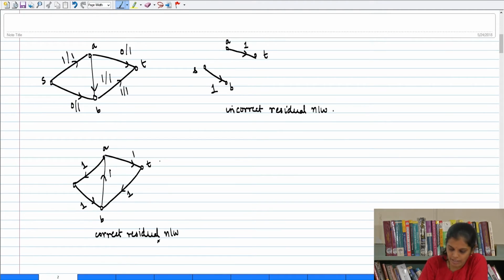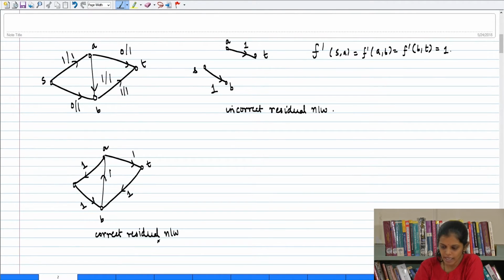And now remember, this flow was what we called our flow F prime. When I write F prime, you should also write F prime of SA equal to 1, F prime of SB equal to 1, and for everything else it is 0. So I will write down F prime of SA equal to F prime of AB equal to F prime of BT equal to 1, and F prime of everything else xy is equal to 0. So this is the way F prime is defined.